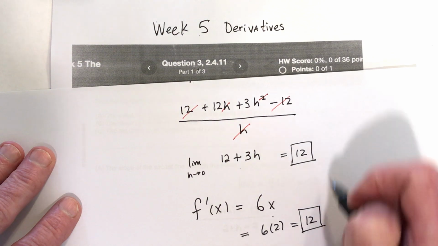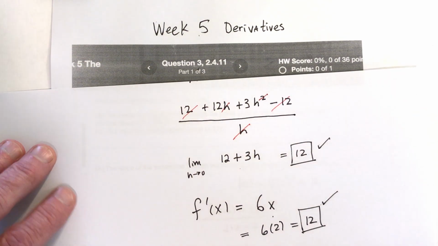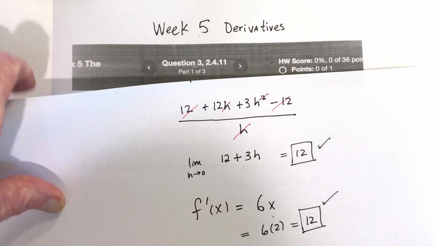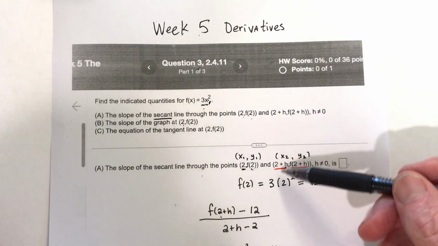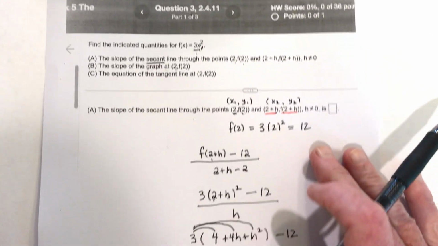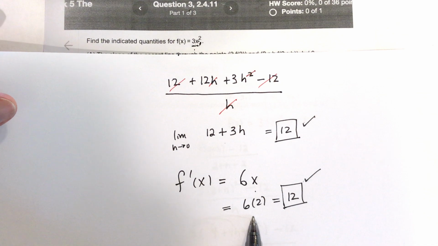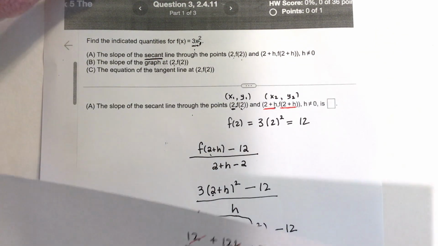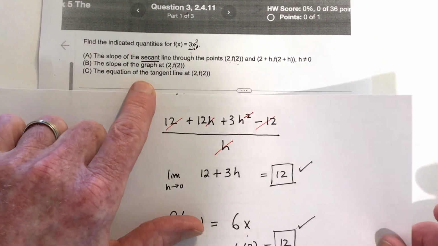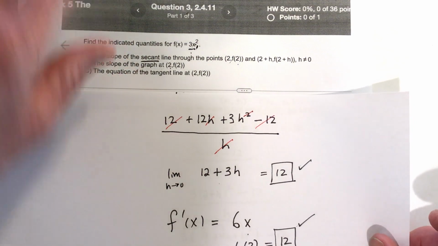And the answer is the same. I still get 12. Of course, this way was a lot more fun, but the power rule is much faster. And then find the equation of the tangent line. So I did that several times in the lecture part. Let's look at something else from the homework.